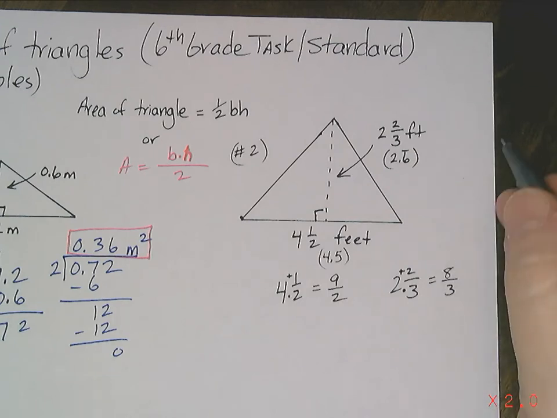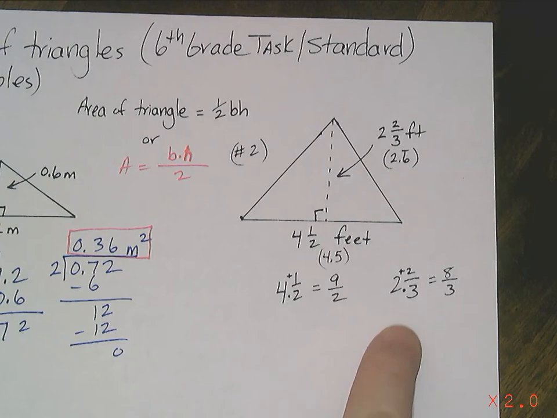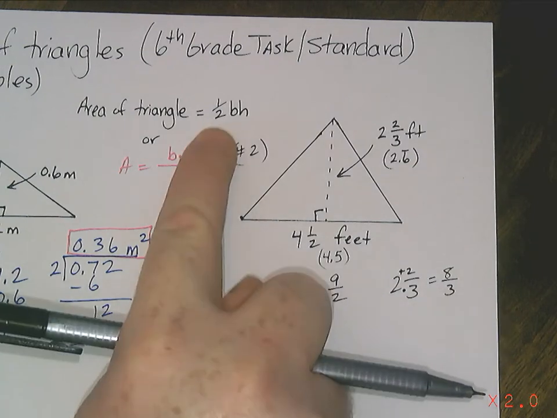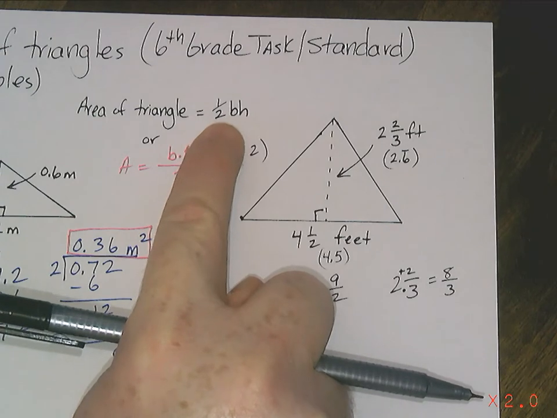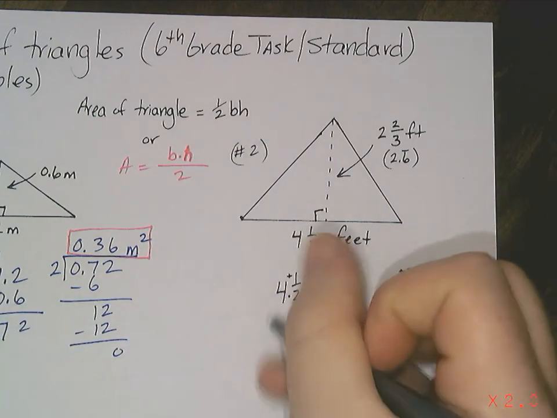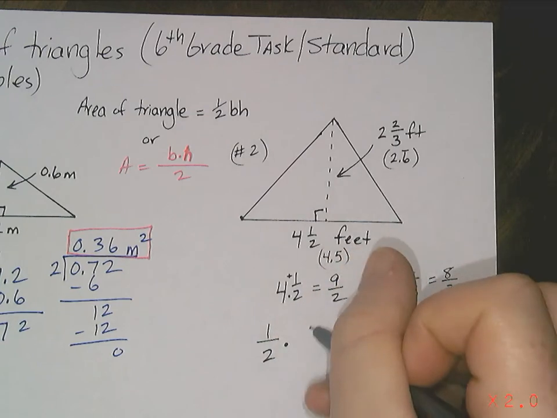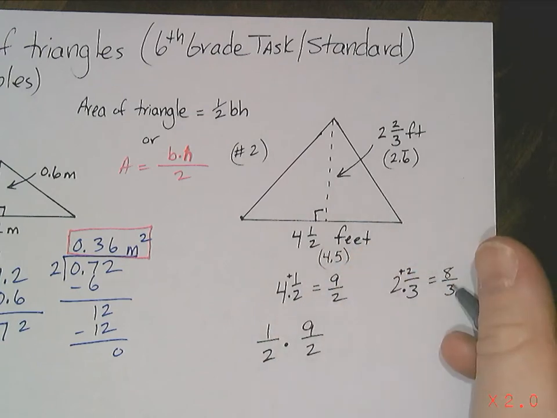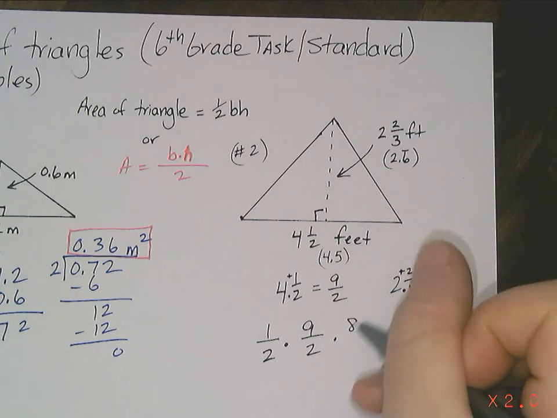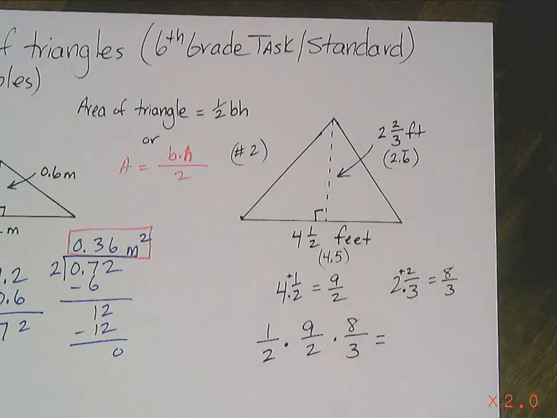And so instead of multiplying those two together and then dividing by 2, I'm actually going to use this formula right here: 1/2 times base times height. So 1/2 times base times height. And you can just multiply straight across.